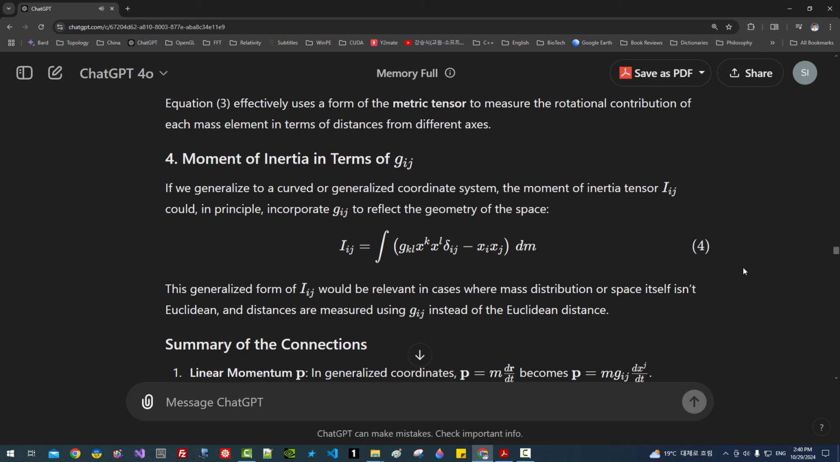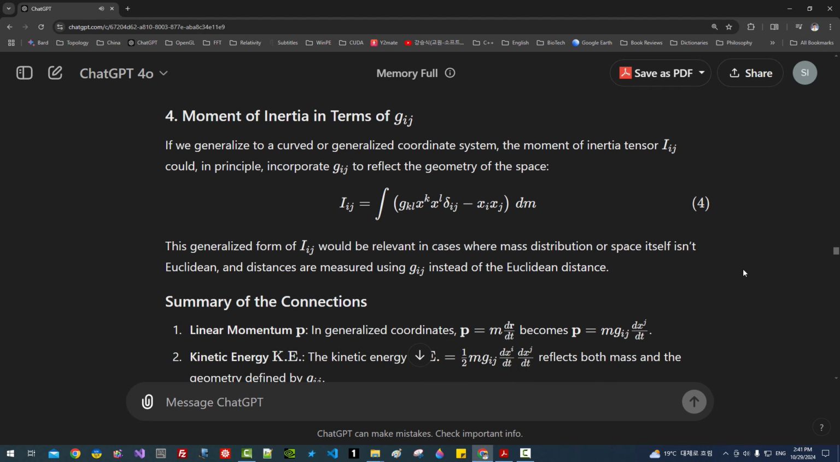4. Moment of inertia in terms of g_ij. If we generalize to a curved or generalized coordinate system, the moment of inertia tensor, I_ij, could in principle incorporate g_ij to reflect the geometry of the space: I_ij = ∫ (g_kl x^k x^l δ_ij − x_i x_j) dm (equation 4). This generalized form of I_ij would be relevant in cases where mass distribution or space itself isn't Euclidean, and distances are measured using g_ij instead of the Euclidean distance.